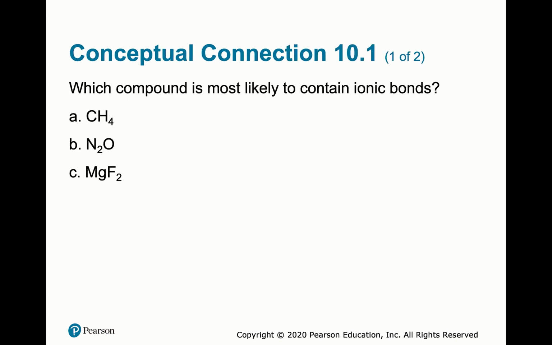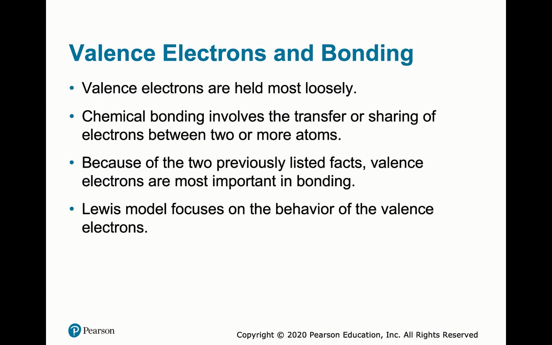So which of these compounds is most likely to contain ionic bonds? So ionics tend to be metals and nonmetals. And with metals and nonmetals, it's C, it's magnesium fluoride. Magnesium is a metal and fluorine is a nonmetal.